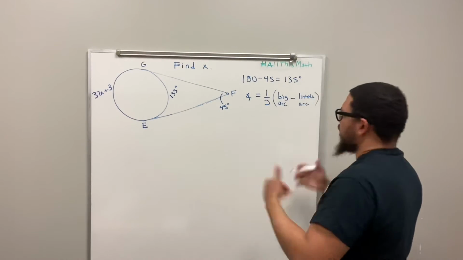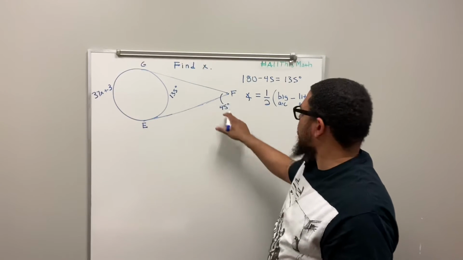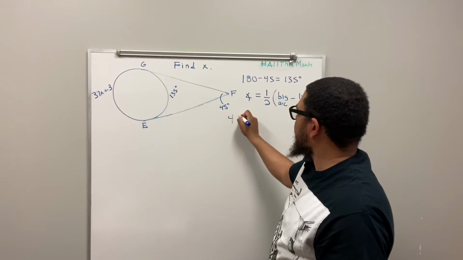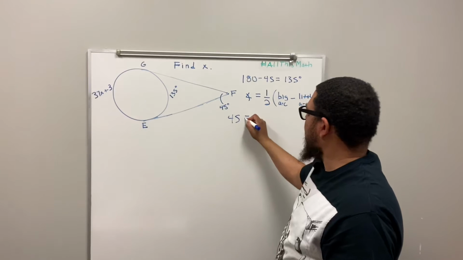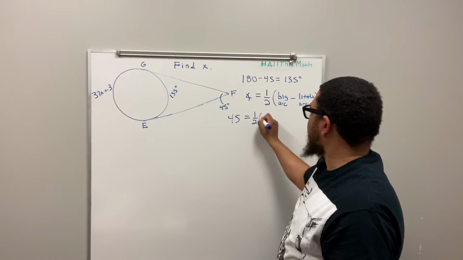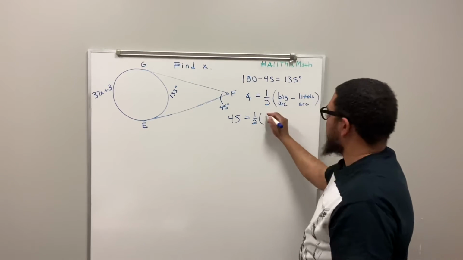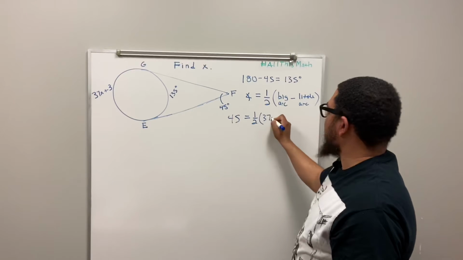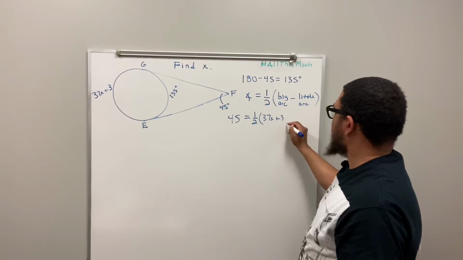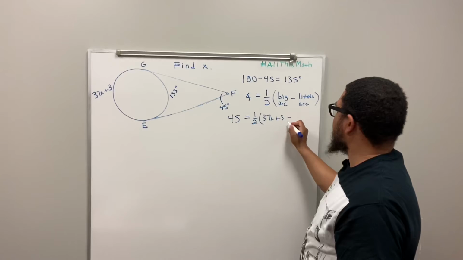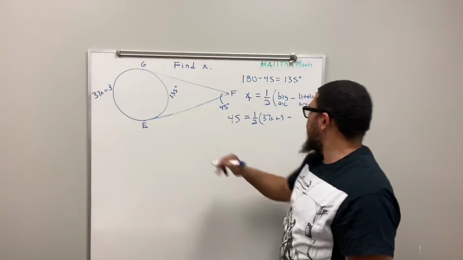Now, I plug in anything I know. I know the measure of this angle is given to us. That's 45. Equal sign. Then I have 1/2. Then I know the big arc is 37x plus 3, minus the little arc, which is 135.